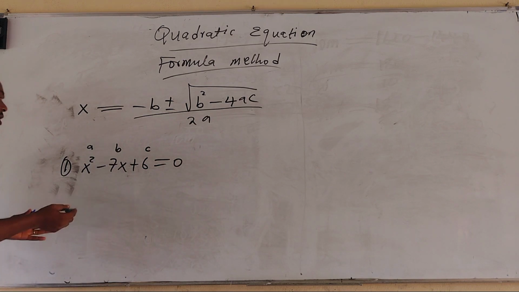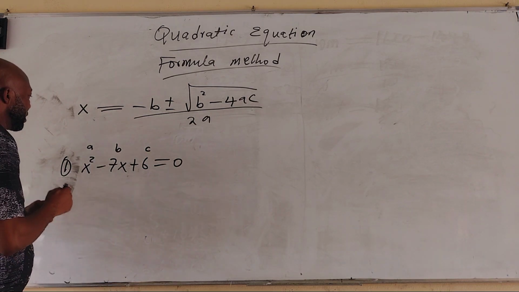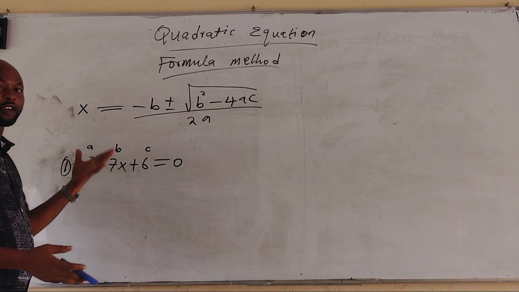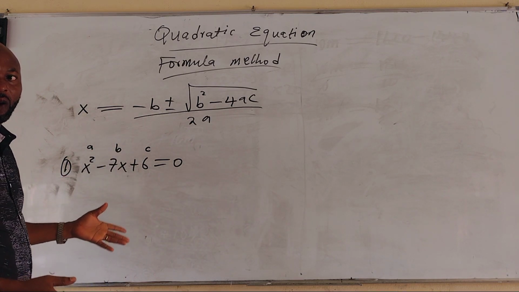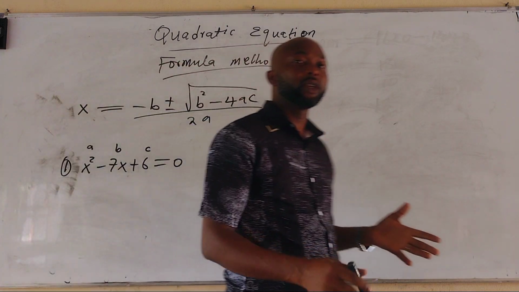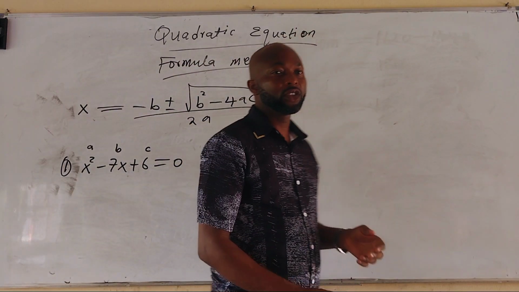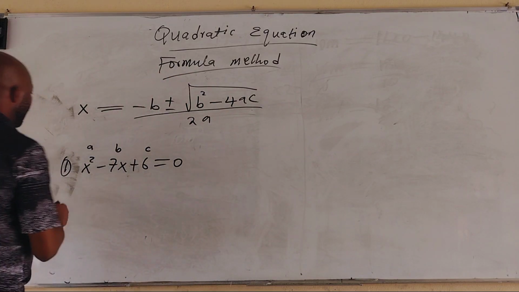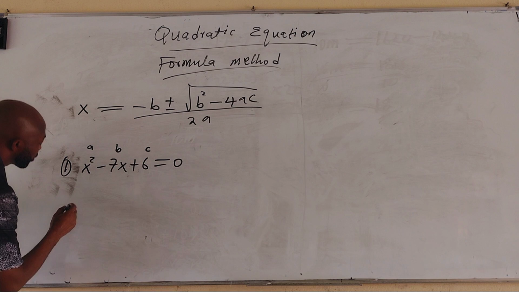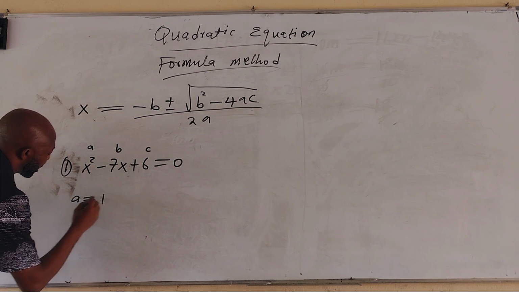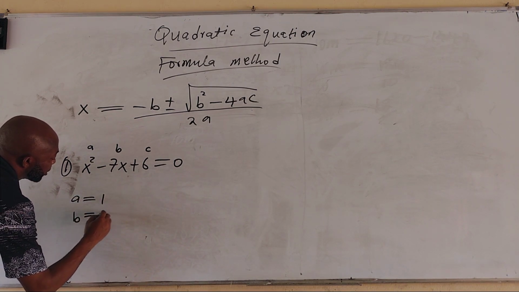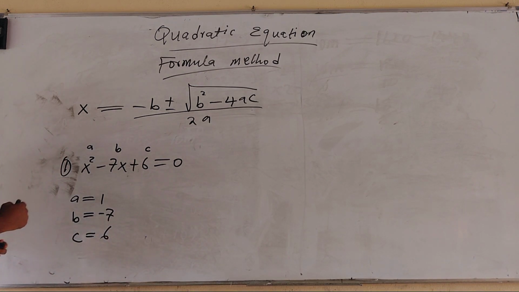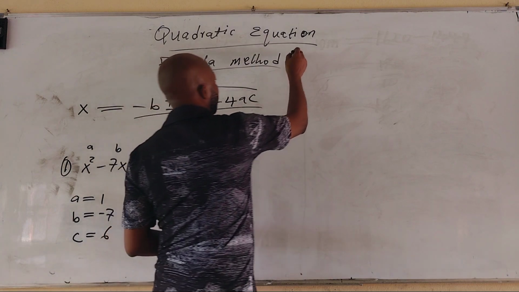So, whenever you see a question given to you, you should be able to find out what your a, your b, and your c are. And once you do that, you don't have much of a problem. So let's see what we can do. Our a here, the coefficient of x squared, is 1, so a is equals to 1. Our b here is minus 7, and our c is equals to 6. So let's apply the formula now.